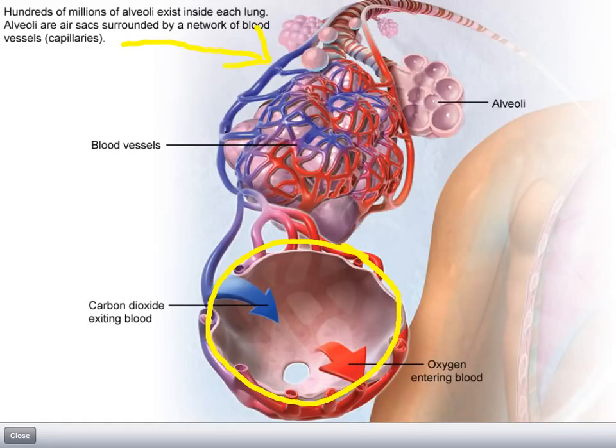And then conversely, the oxygen is very rich in that inbound air, but very low in the inbound blood. And so when that exchange occurs, then we now have oxygen-rich blood that can move back out through pulmonary venules and the pulmonary vein back to the heart.